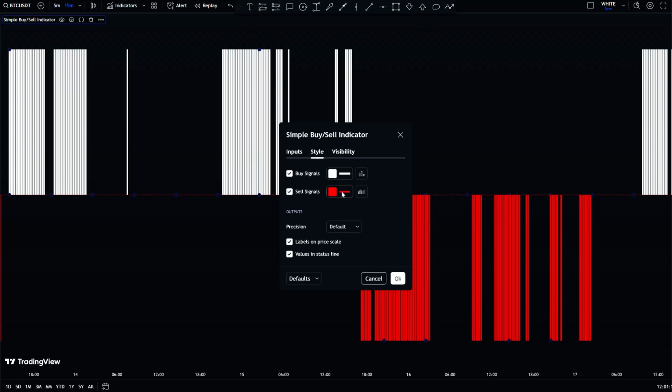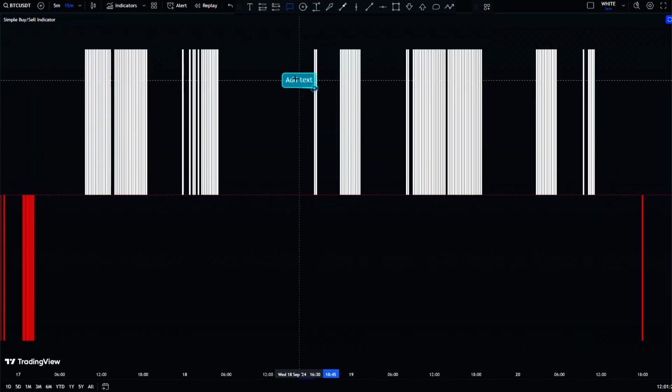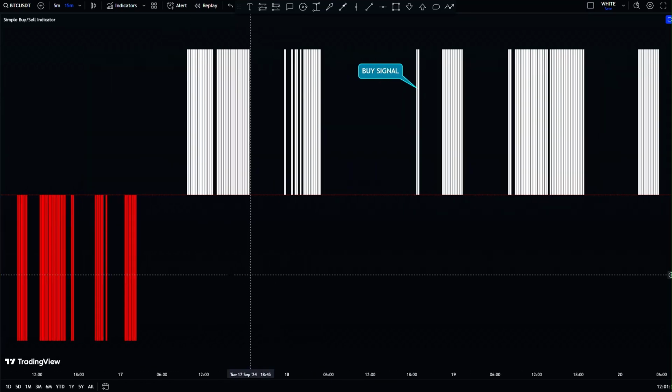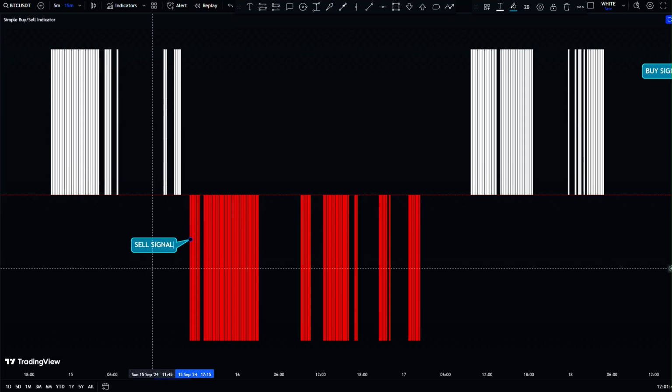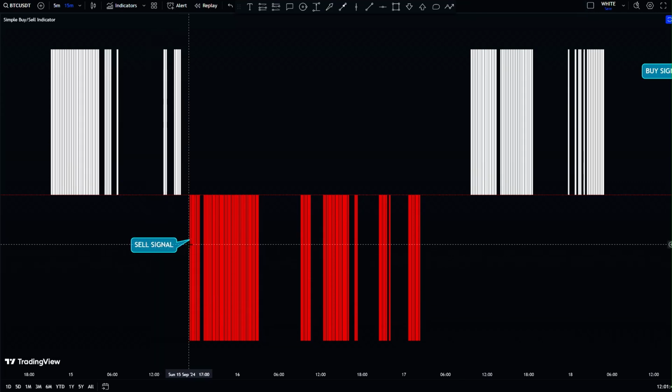With these adjustments, the indicator should be more effective at generating buy and sell signals, making it a valuable tool in your trading strategy. When the indicator generates white columns, we call the first white column a buy signal. This means the indicator is suggesting it might be a good time to consider buying. When the buy and sell indicator generates the red column, we call the first red column a sell signal. That indicates that it might be a good time to consider selling. Just like the white columns, the red columns are meant to be easily notable on your chart.